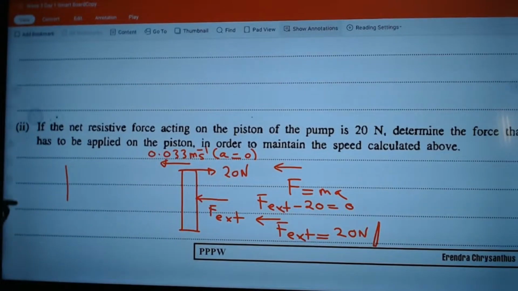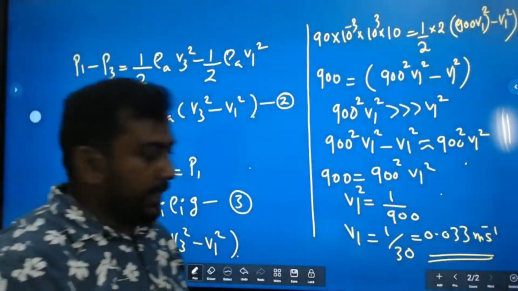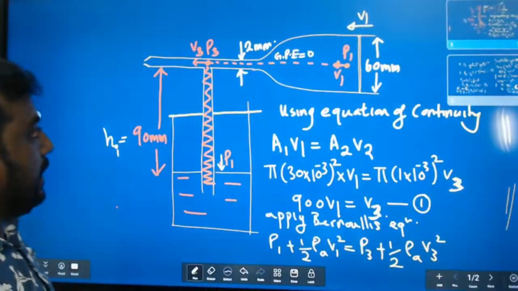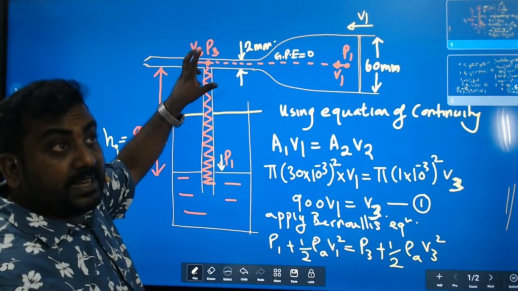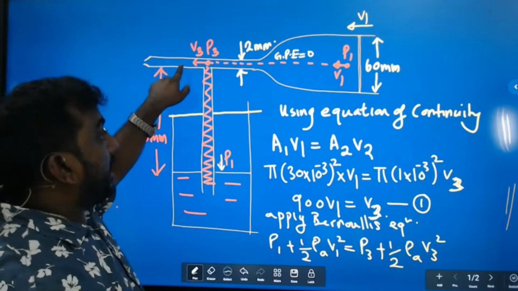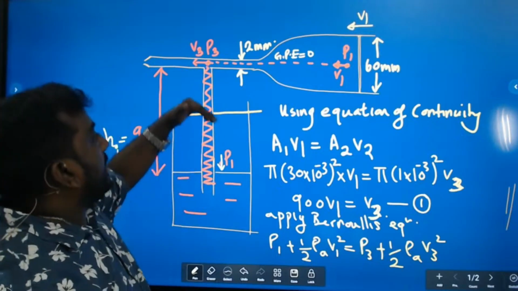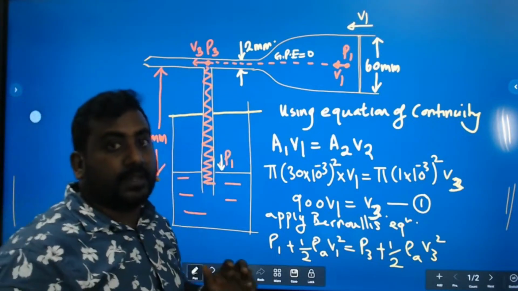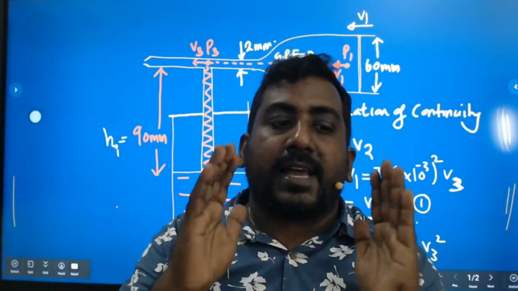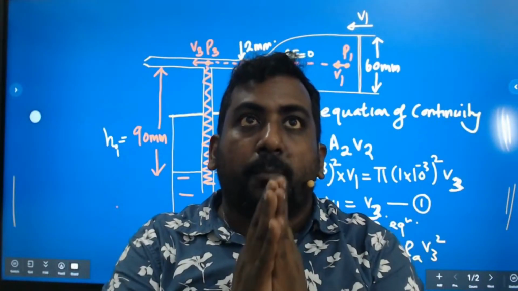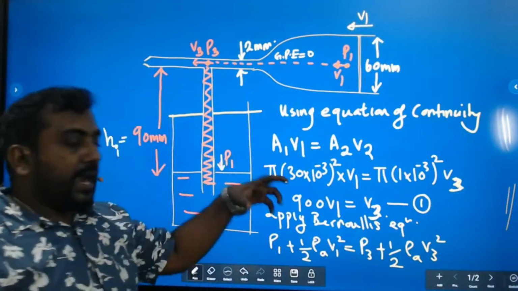If you look at it, we have applied Bernoulli's principle along the streamline. Remember, the liquid just rises. When mixing takes place, you can't apply Bernoulli's principle, because mixing occurs with turbulent flow. You have to apply this for streamline flow, not for turbulent flow.